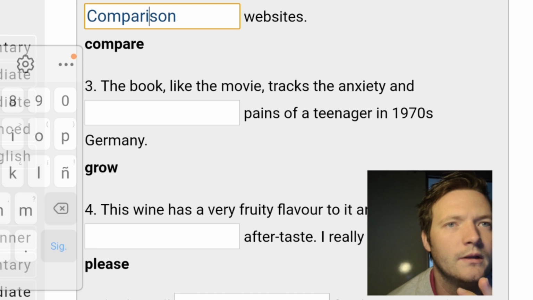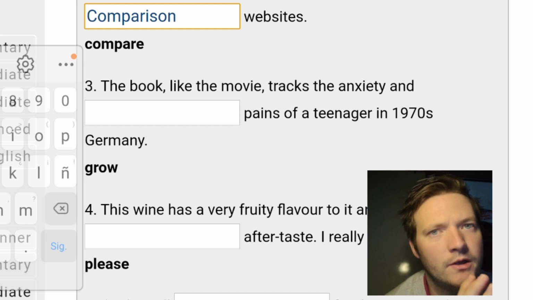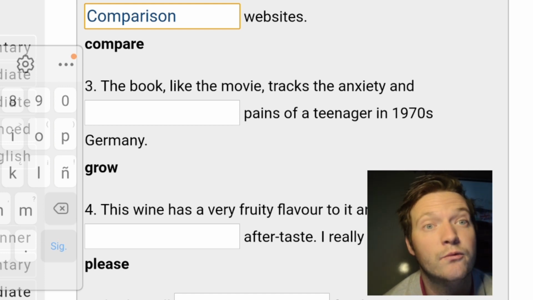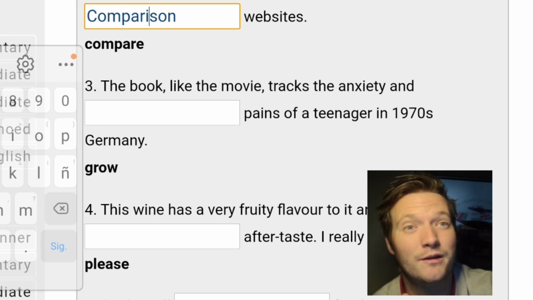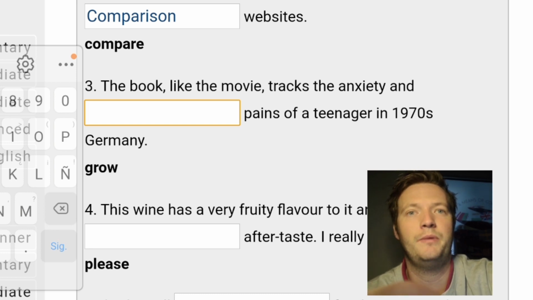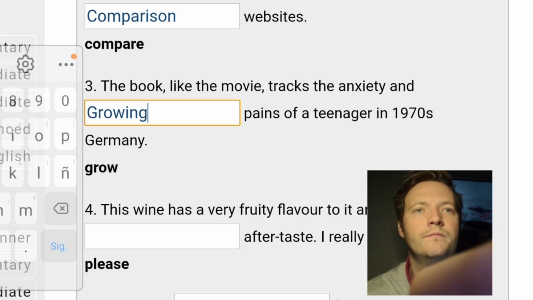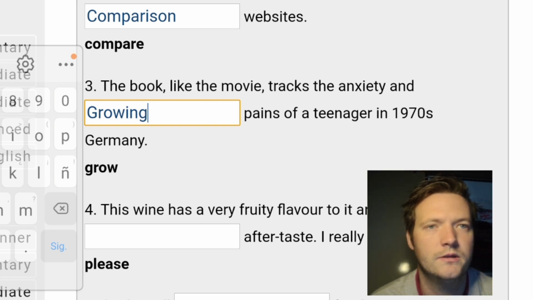The book, like the movie, tracks the anxiety and grow pains of a teenager in 1970s Germany. Now, this is a bit of a collocation because I think a lot of people would tend to say growth pains here, but actually we don't say growth, we say growing pains. The pains of the process of growing. No, the growing pains. The growing pains of a teenager in 1970s Germany.